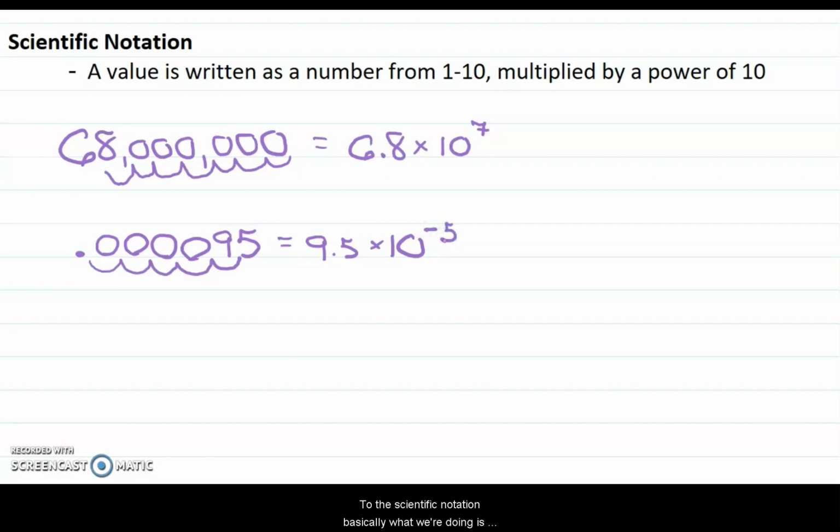Okay, so that's scientific notation. Basically what we're doing is we're taking a large complex number with lots of digits in it and converting it to a simple 2-digit number and then expressing that as a multiple of 10.